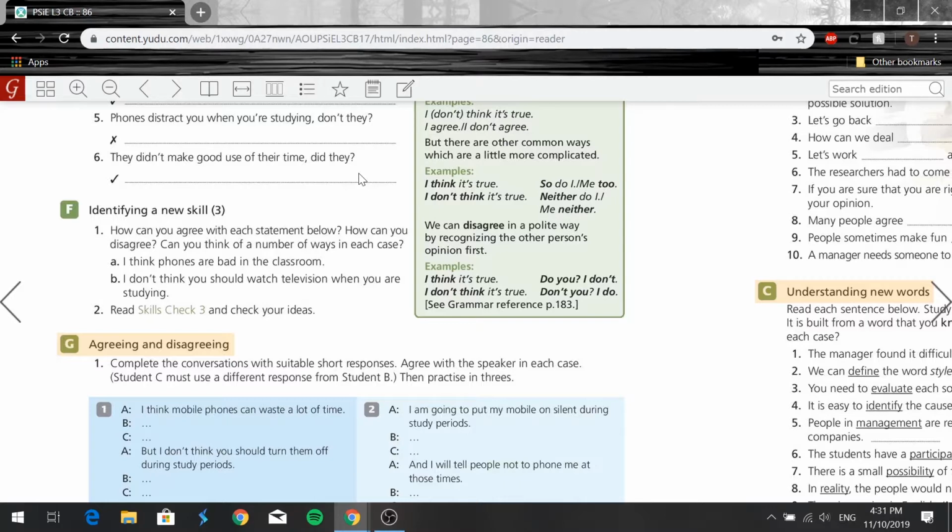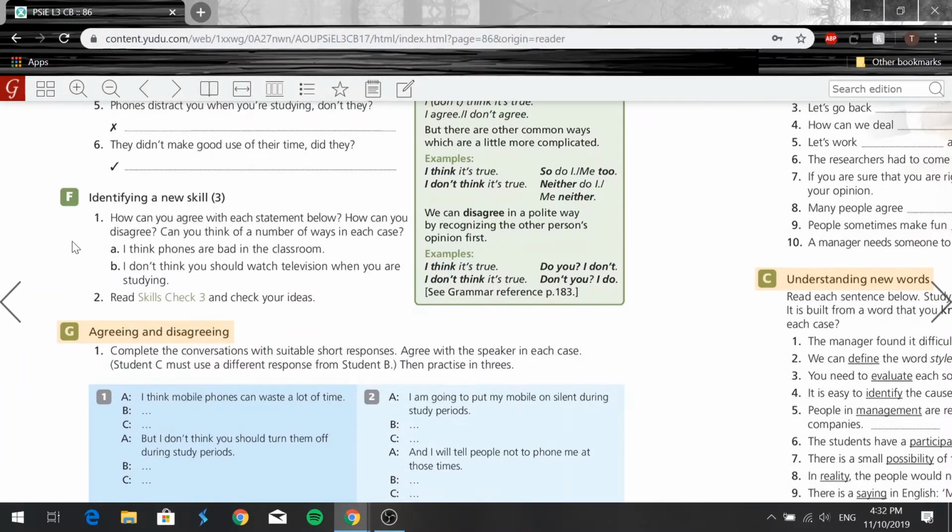Okay, so here we have A and B, and we want to know how we can agree with each statement, and how we can disagree. So if we want to agree with "I think phones are bad in the classroom," I could say I agree, right? I could say I do too. I could also say so do I. And I could also say me too. All of these are different ways of saying I agree.